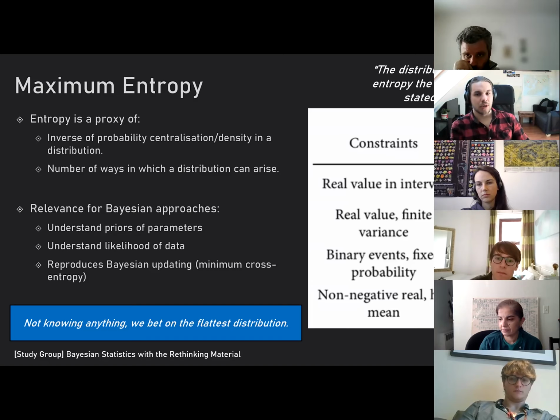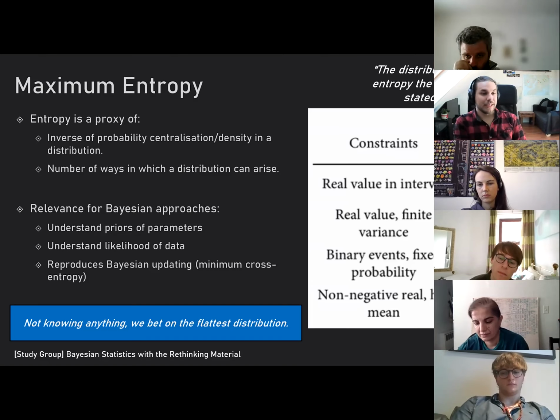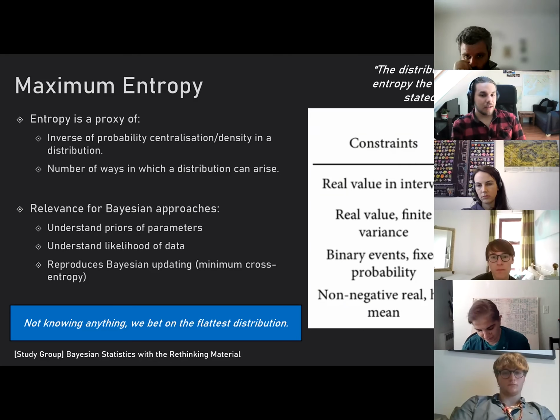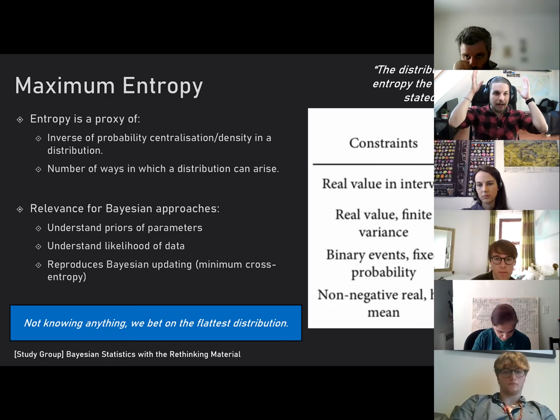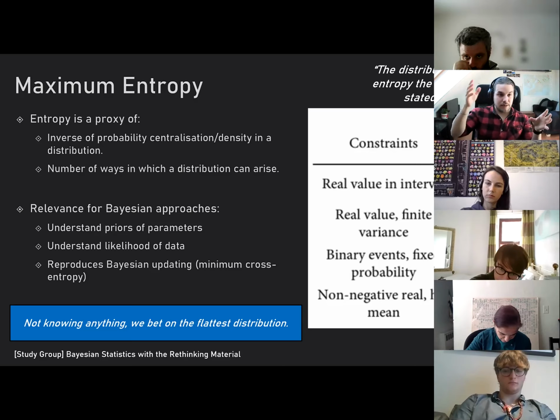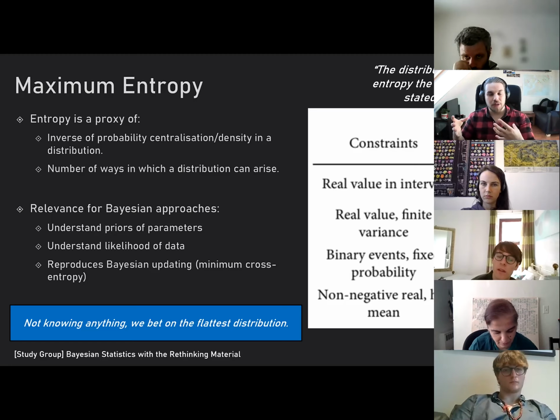So if we have real value outcomes in one big interval, we would like to use a uniform distribution because that one's completely flat. Now, if we have real values with a finite variance, then we would like to use a Gaussian distribution because that gives us the distribution defined simply by the mean and the variance, which is finite and symmetric in its application. Whereas flipping back to the first one with real value in an interval, the variance is not so much of interest to us as is us sticking to the interval.